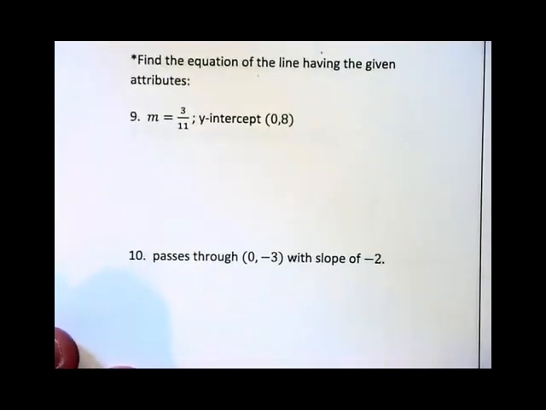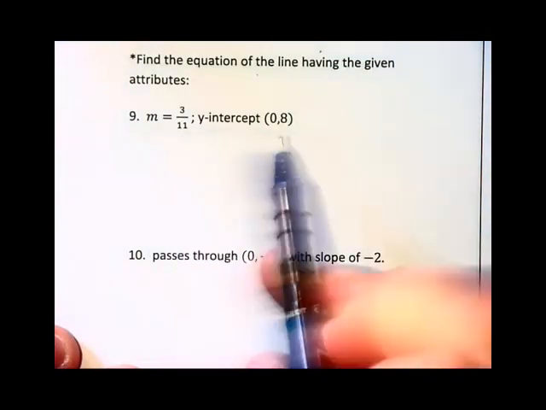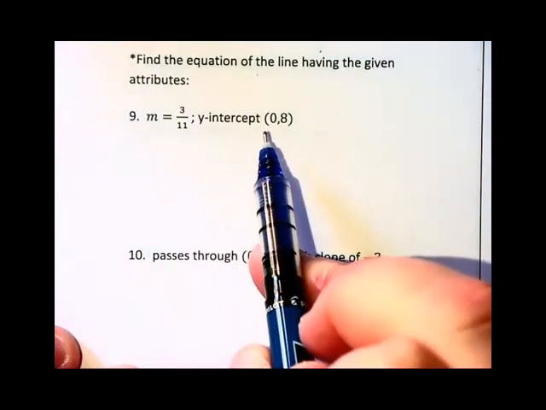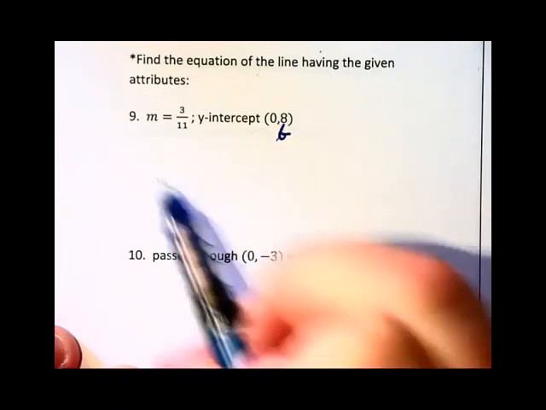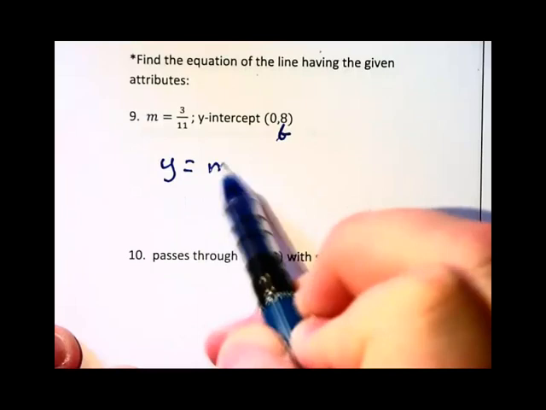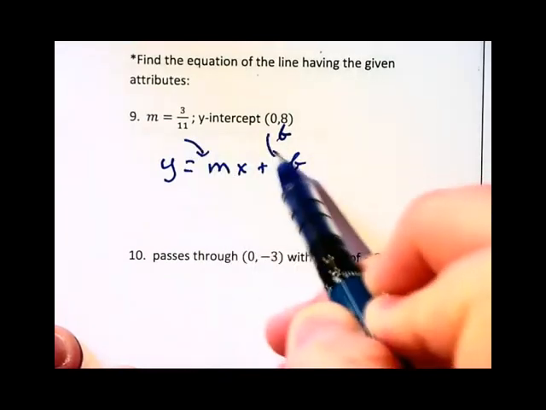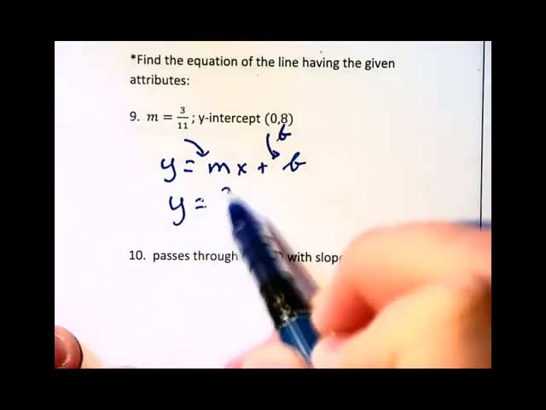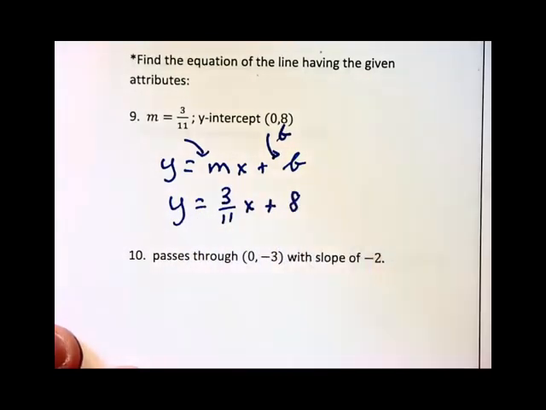Okay, now again, another type of problem. Find the equation of a line having these attributes. Well, I've given you a slope, and since this point begins with a 0, you know it's the y-intercept. That is 0, b. So if we're looking for y equals mx plus b, we have the m, we have the b. y equals 3/11 x plus 8.